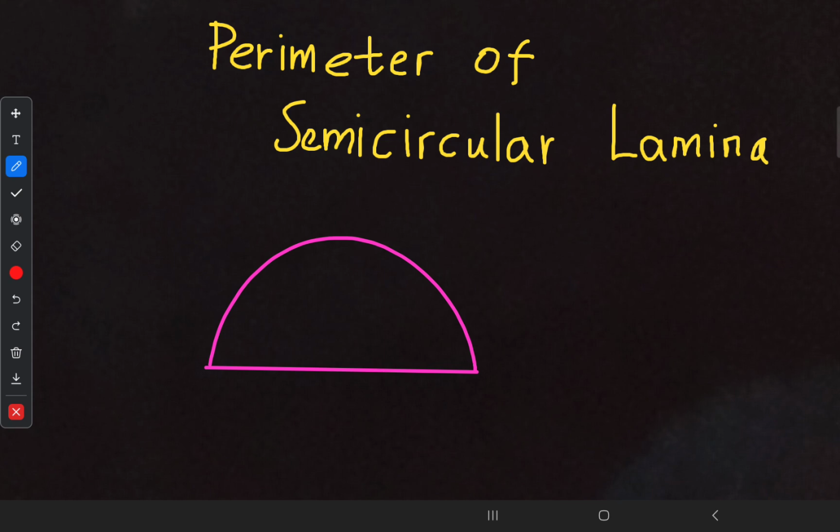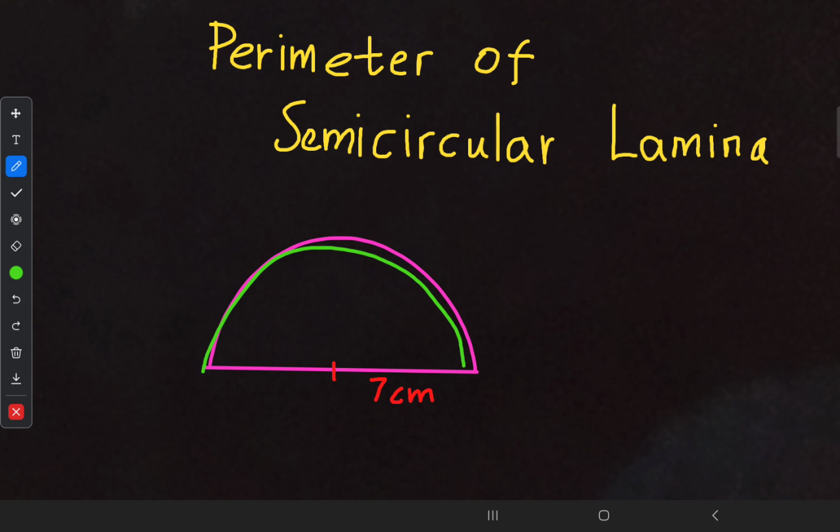Perimeter of this semicircular lamina. Here I'll give you the radius as 7 centimeters. Semicircular lamina means there are some lines in a semicircular shape. To find the perimeter, you should find three things: this circumference length, and when you add these two radii together, you will receive your perimeter.